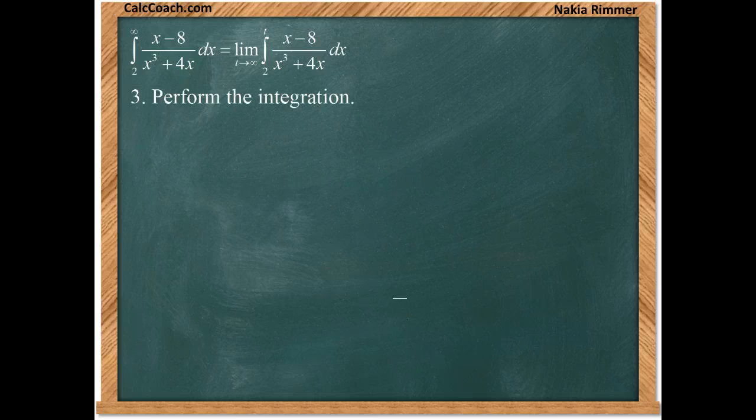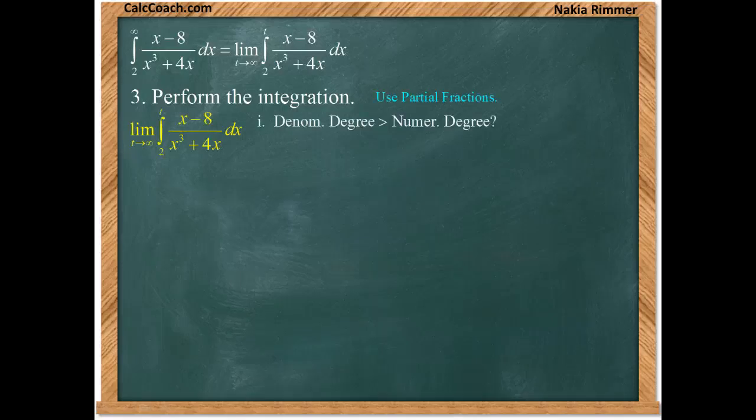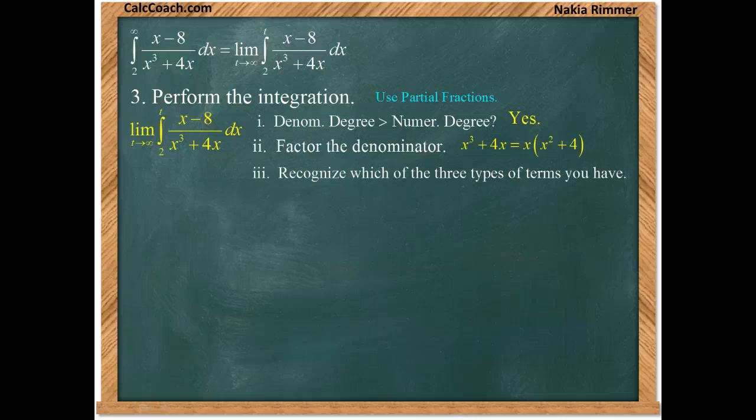How do we evaluate the integral? How do we perform the integration? Well, we have to recognize it as partial fractions. To start partial fractions, we have to make sure that the degree of the denominator is more than the degree of the numerator, and it is. And when that's the case, then it's our job to factor the denominator. We've done that. But then we have to recognize which of the three types of terms that we have.